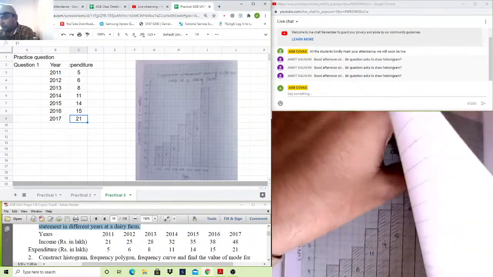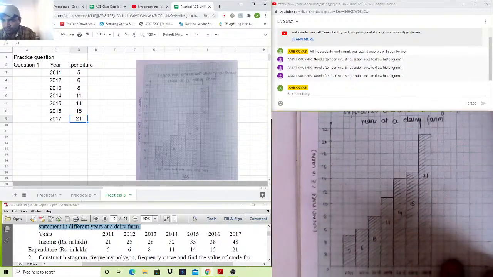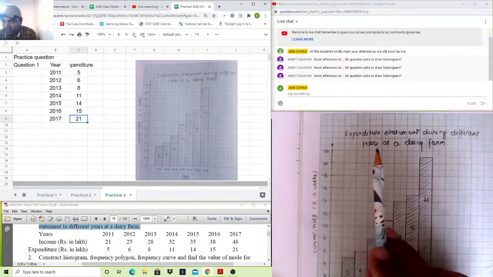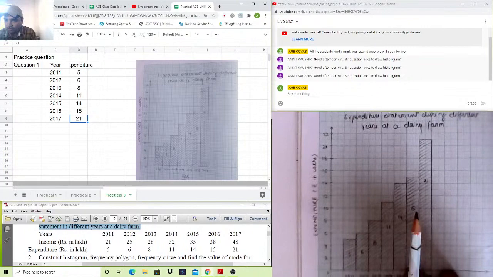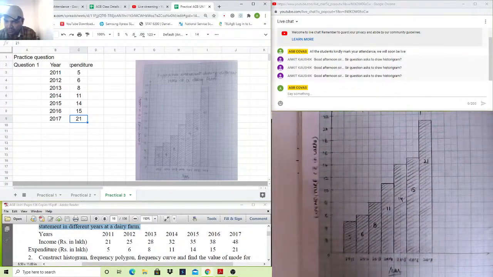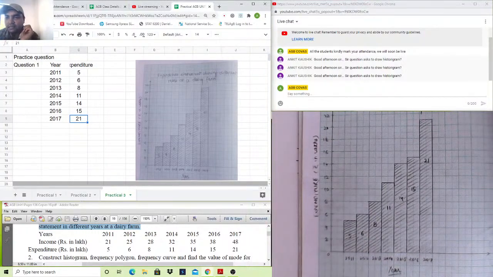I have already prepared it to show to you. The title of the graph is expenditure statement during different years. On the y-axis we have the expenditure values, and on the x-axis we have 2011, 2012, 2013. Some of the students are asking how to draw a histogram.